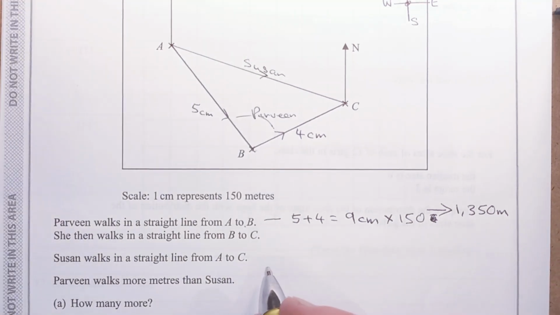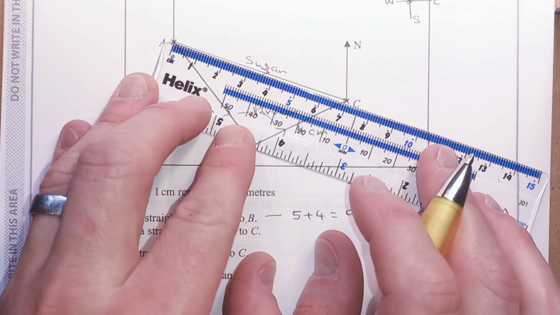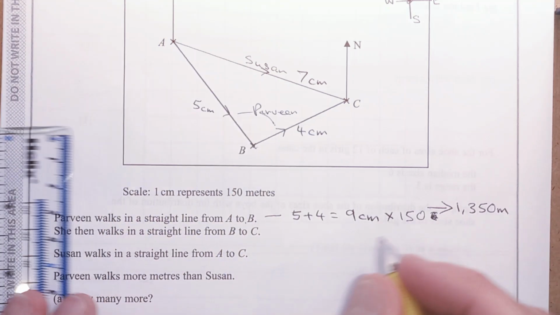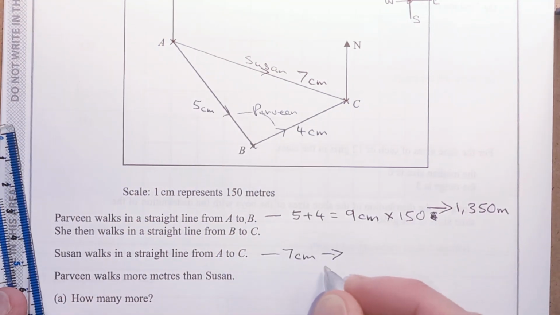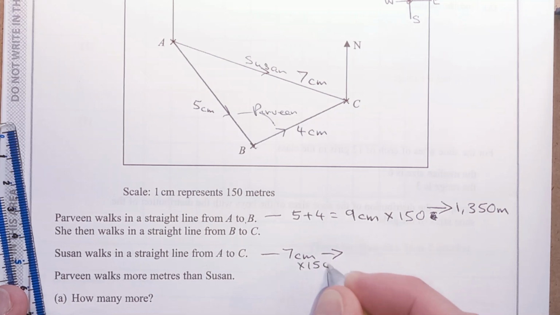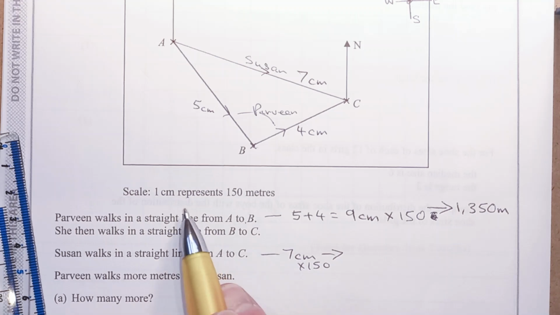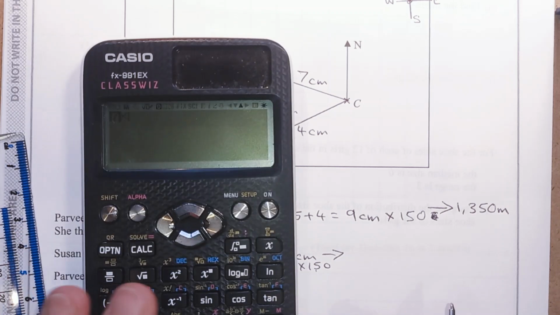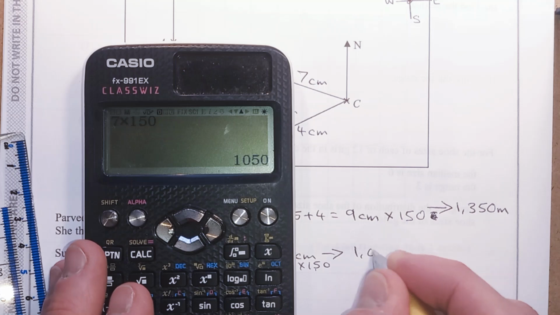So for Susan, we can do something similar. We're going to measure this distance here, and we get 7 centimetres. So we want to multiply that by 150 to get the distance in metres. So we're using the scale. Remember, 1 centimetre is 150, so 7 centimetres would be 7 times 150, which is 1,050.